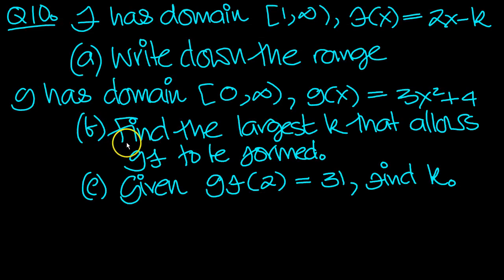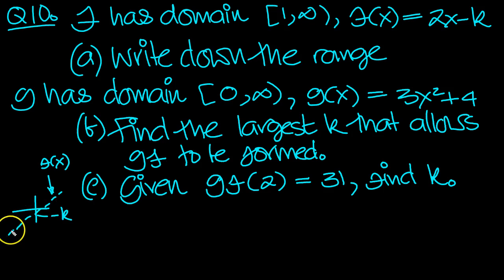So let's have a look at this then. Right, one thing at a time. f has domain 1 to infinity, f of x equals that. Write down the range. It's a linear function, so I'm doing a little sketch in my mind's eye. Gradient 2, intercept minus k. That value would be minus k, wouldn't it? This would be f of x. So there's a little sketch of the function. It has domain 1 to infinity.